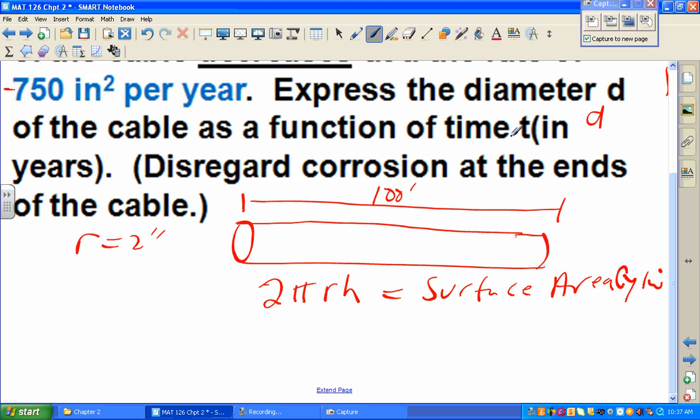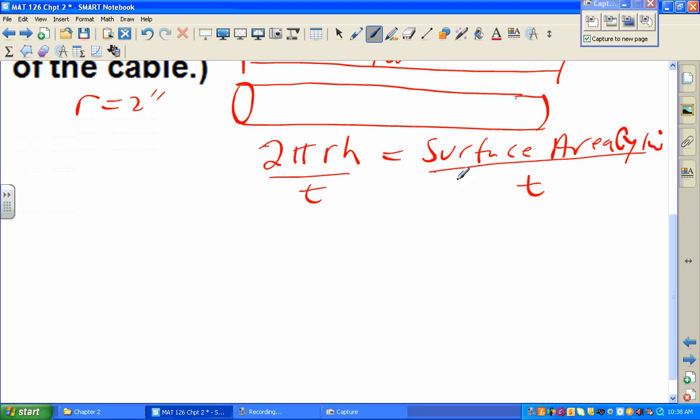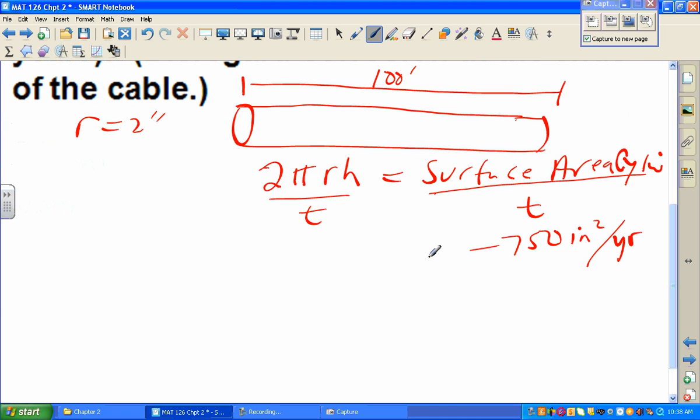That's an important skill, that you know where those formulas are, because they're in the same place in the purple book. Now, if I take any measurement and put it over time, it becomes a rate. So I put this over time, and that becomes a rate. And I put this over time, it becomes a rate. So now I got the negative 750 that goes in right here, per year. Equals.